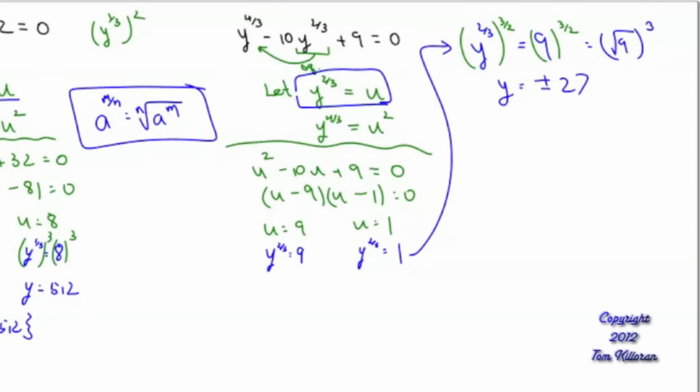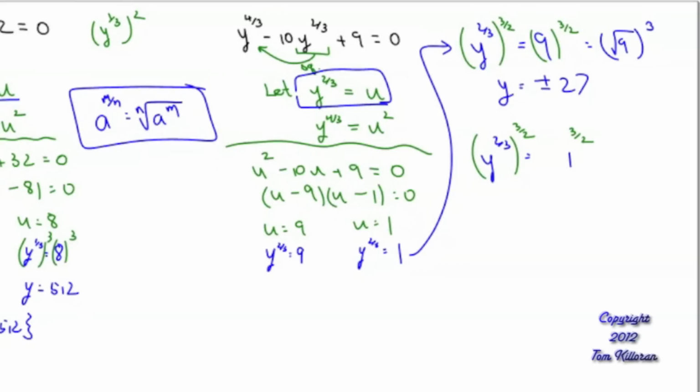All right, the other one. y to the 2/3 is equal to positive 1. This one's a little easier. You do exactly the same thing. Raise both sides to the 3/2. The cool thing about this side is any 1 raised to any power is always going to equal 1.